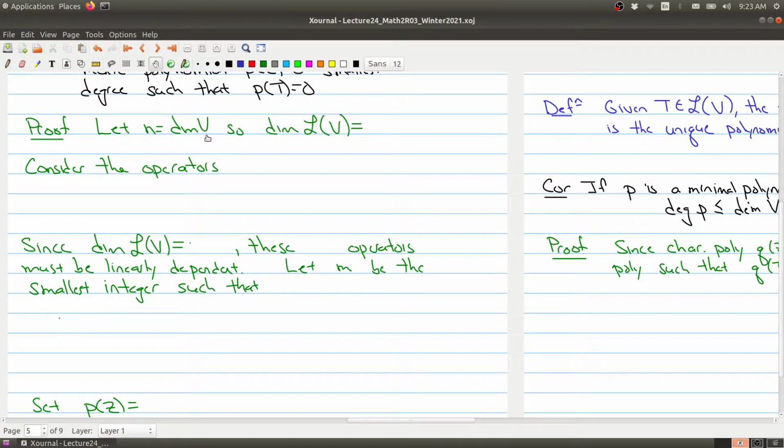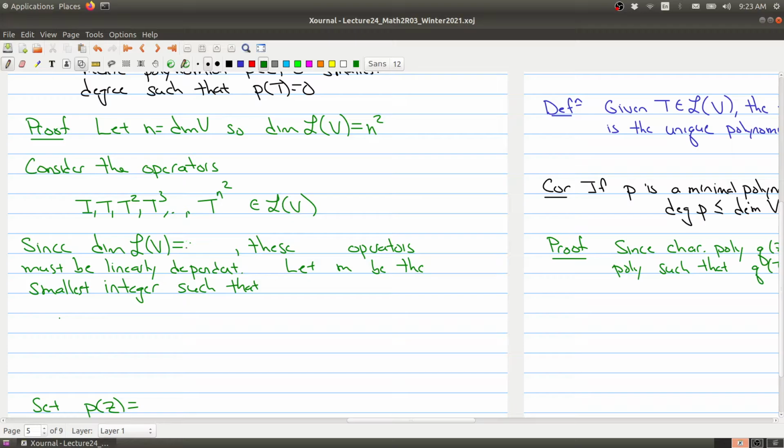So if n is the dimension of V, then the dimension of this space of linear operators is equal to n squared. This is going back to chapter 3 material. Now we're going to consider a whole sequence of operators: I, T, T squared, T cubed, all the way up to T to the n squared. And all of these live inside of the space of linear operators. That's not too surprising.